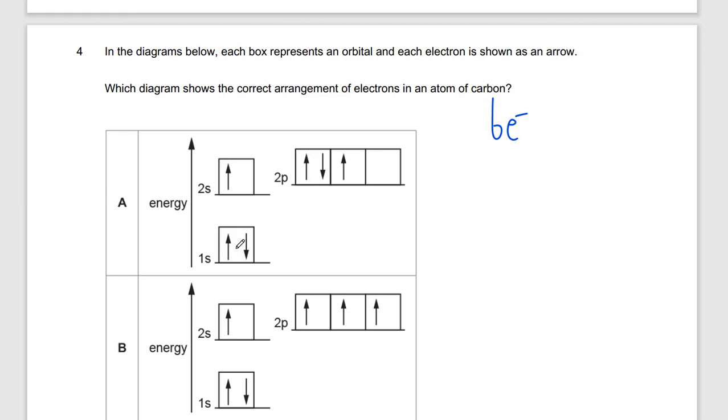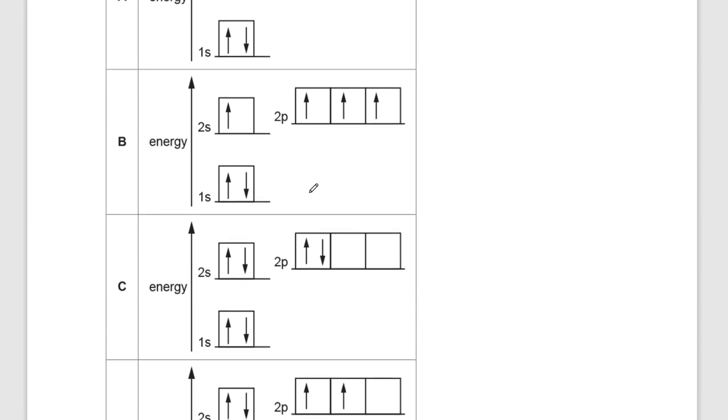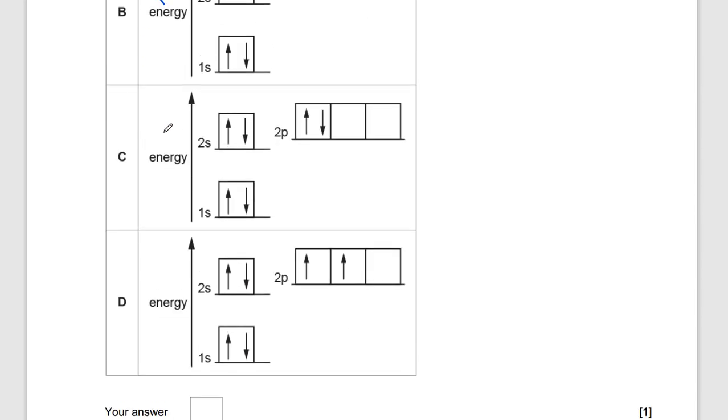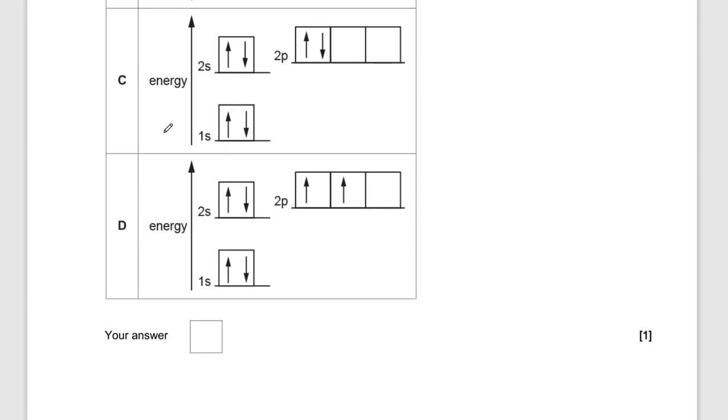So first one, 1s2, 2s1, they're missing an electron. The 2s is quite clearly missing an electron, so A is quite clearly wrong. The electron should be here and not here, just to spoil the correct answer for you there. If we go down, again, they've made the same mistake. They've missed out a 2s electron, so it can't be B. So it's between C and D, which is fine.